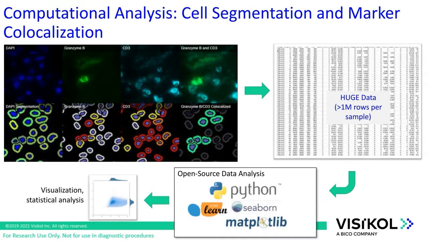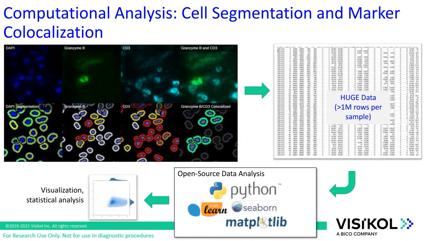The next step of this process involves computational analysis. And so we utilize image analysis software to do cell segmentation and marker colocalization. We have several pieces of software we've developed internally. We also use ImageJ as well as the commercially available software Halo to process these image sets depending on the needs. From that image analysis, we get huge data.